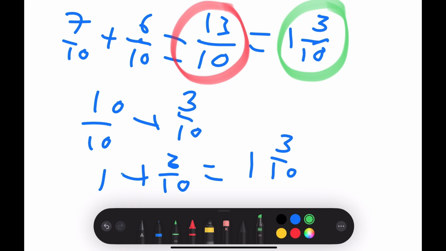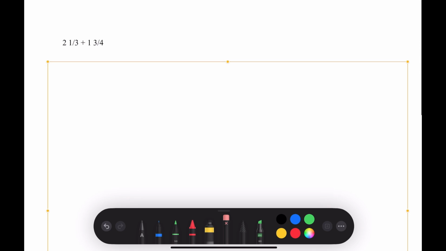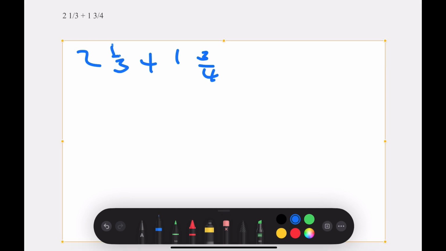So depending on what it tells you to do, that's the form you should leave in. Okay, next question. This one is slightly trickier. So first of all, when you're adding fractions that have a number in front of them, you want to turn it into an improper fraction. So for the first part, you'd multiply the 2 by the 3 and add the 1 to get 7 over 3. And then let's transform the second bit.